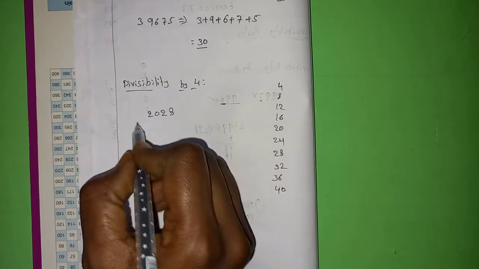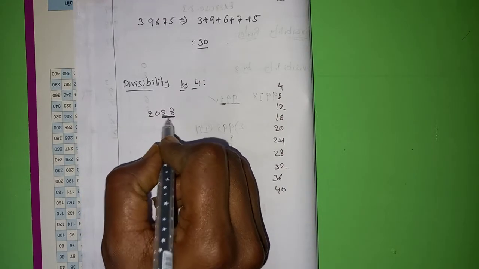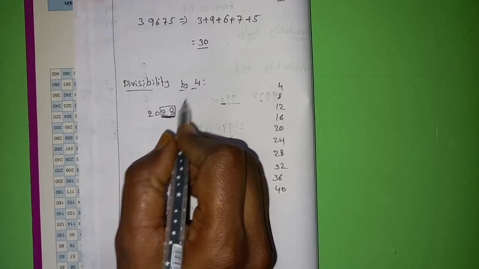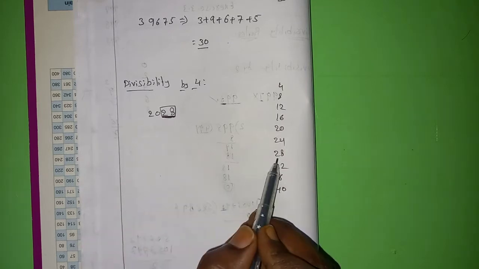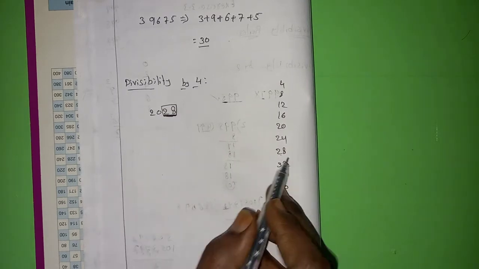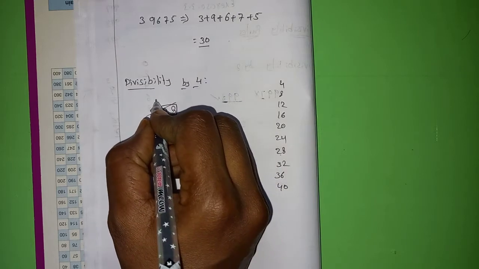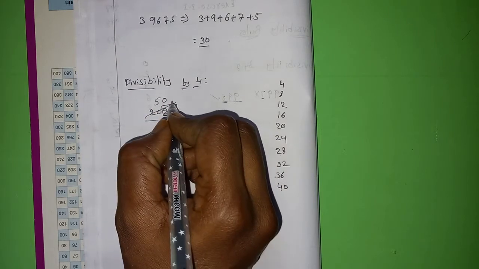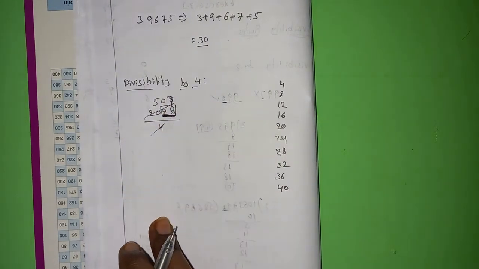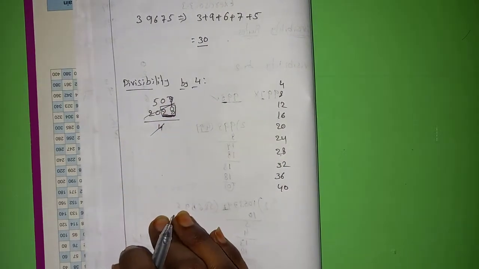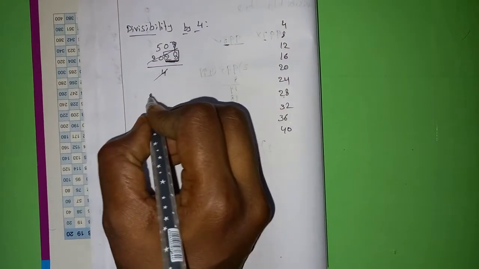So, you just observe this number. Observe the last 2 digits. If the last 2 digits are divisible by 4, then the whole number is divisible by 4. Is 28 divisible by 4 or not? Of course. So this number is divisible by 4. 4 5s are 20, 4 7s are 28, 507. Let us take one more number.